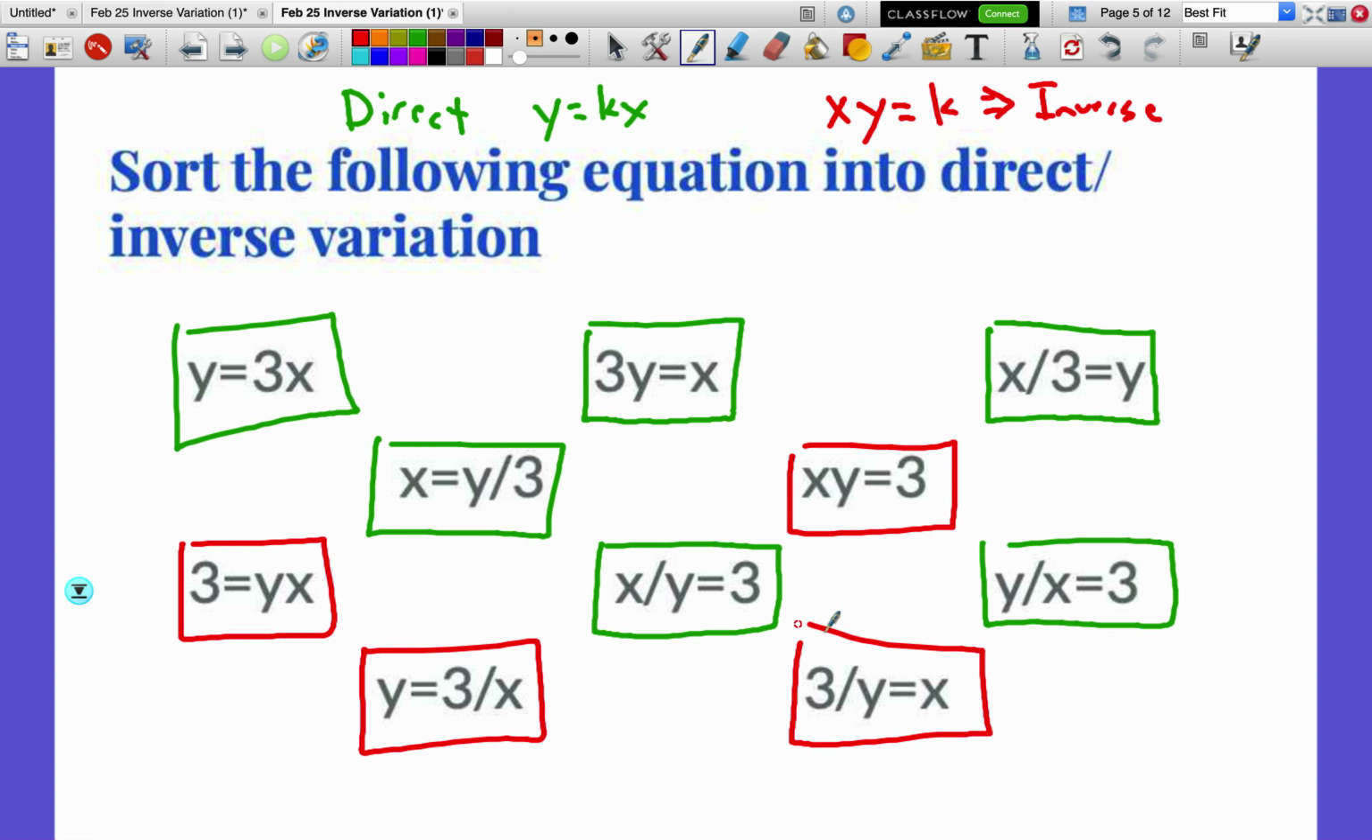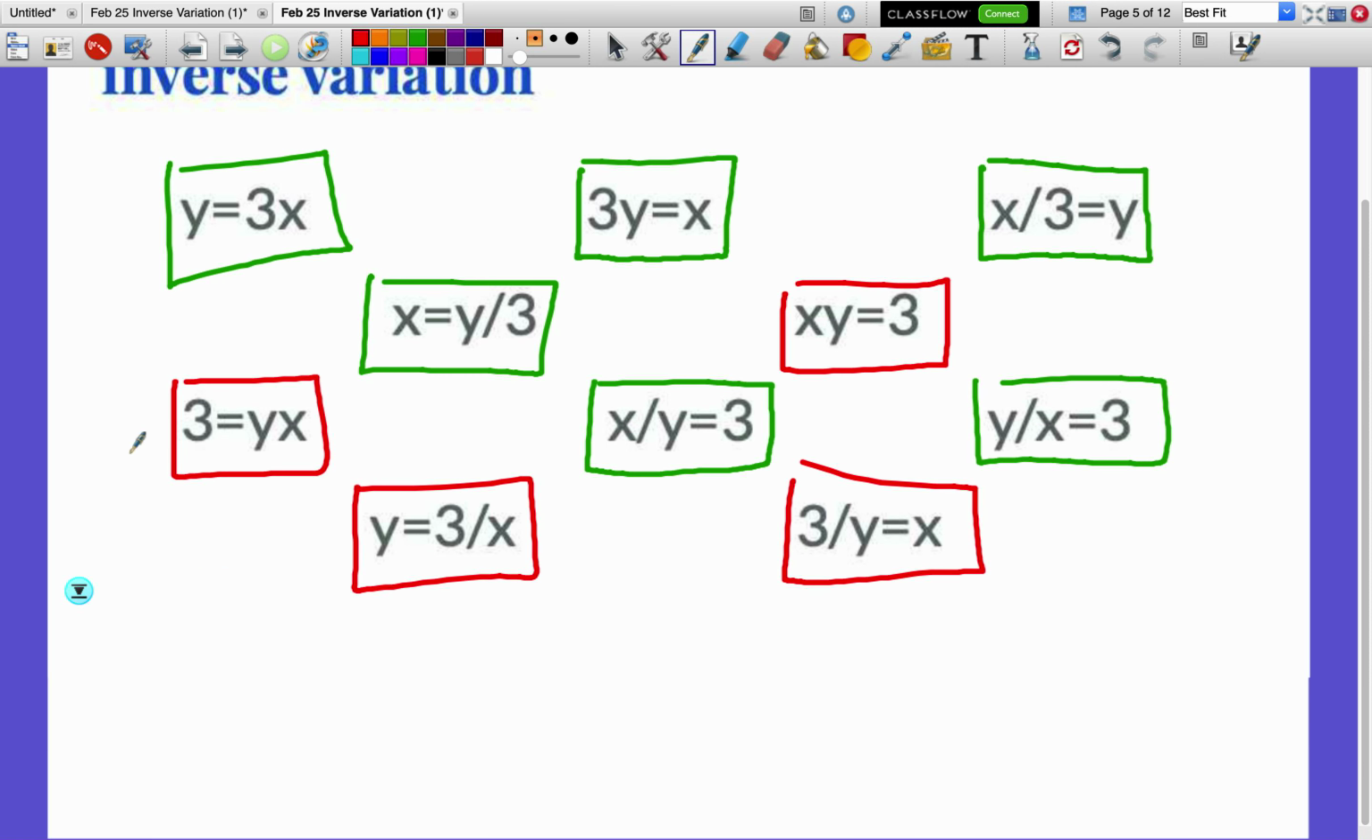And I think this is every way you can combine an x, a y, and a 3 with either multiplication or division. Maybe you can come up with one more, but I think I got them all.